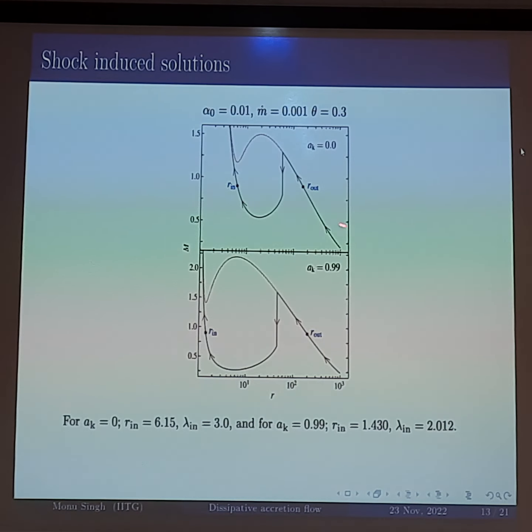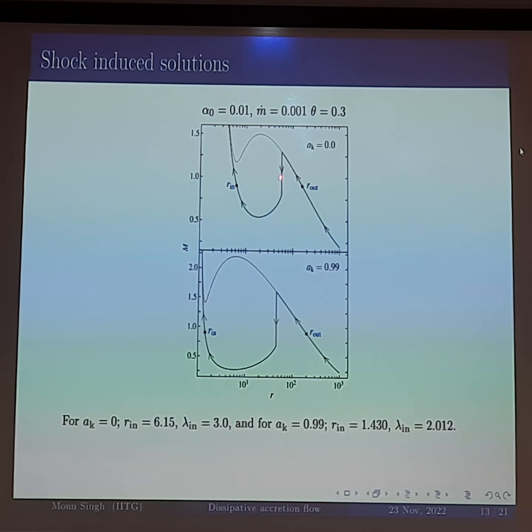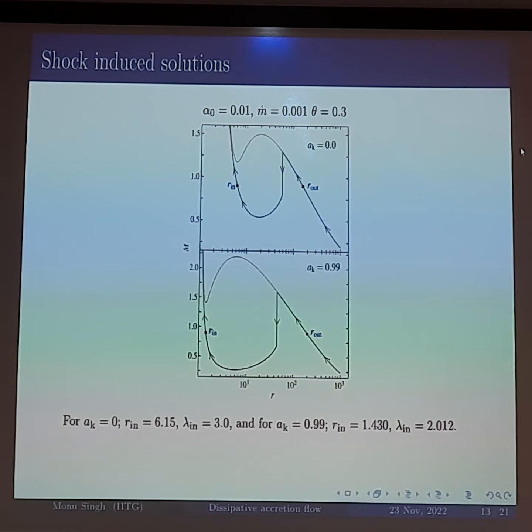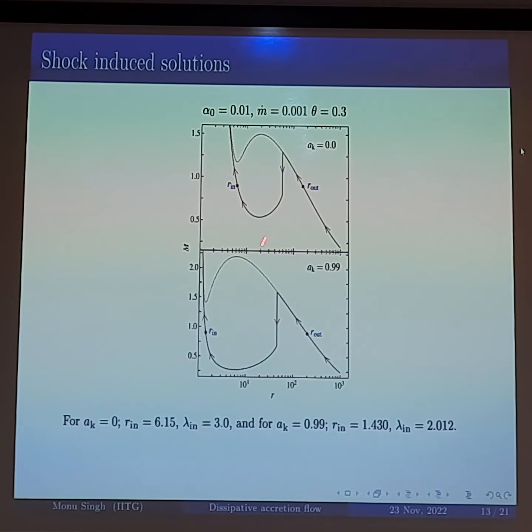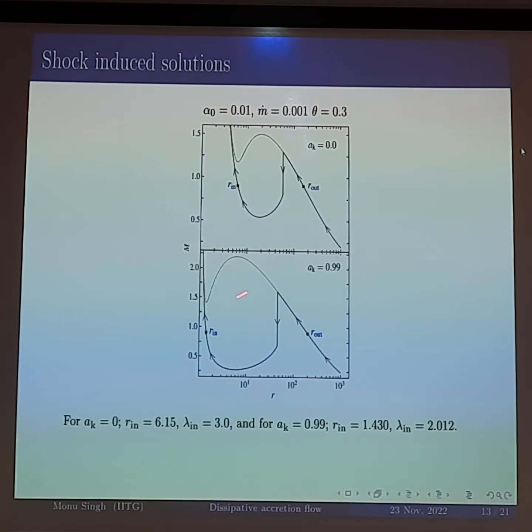Okay, so let's see now. Since the flow passes through the outer critical point and becomes supersonic, we then use these RH conditions to see if there is a shock or not. If the RH condition is satisfied in the flow, then you get a shock transition, and the flow moves to the subsonic branch, and again plunges into the black hole by passing through the inner critical point. And this might be true for a non-rotating black hole and also for a maximally rotating black hole.